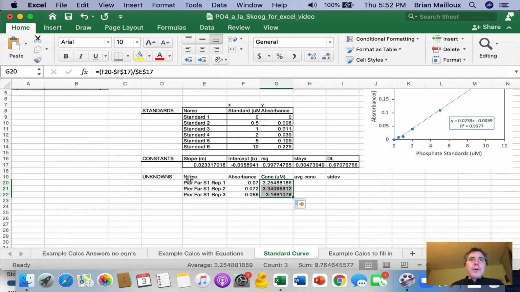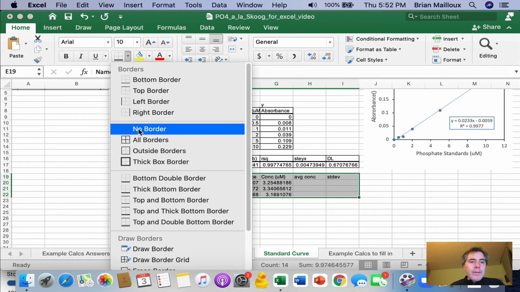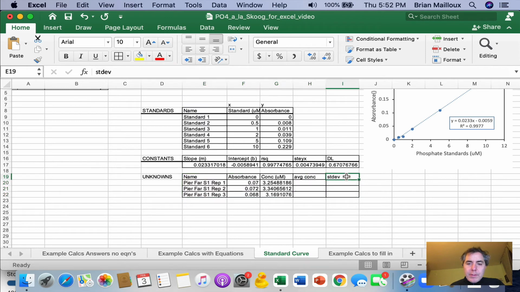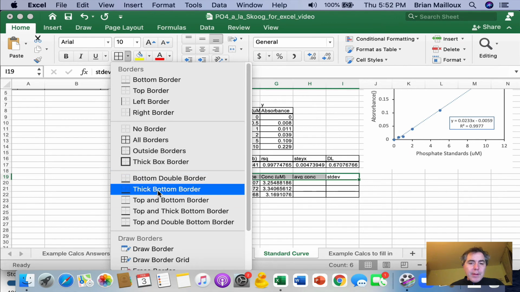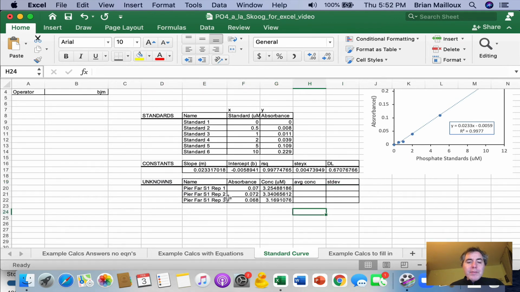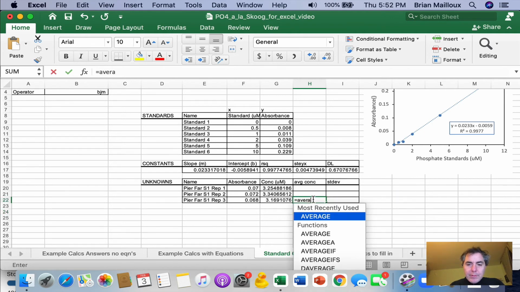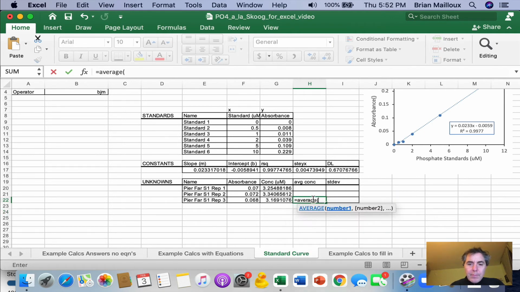So let's make that nice borders, put this thick underline on here, a thick bottom border, and we're looking good. But see, if this was 3 reps, you're going to want the average. So you do equals average, right? Get the average.